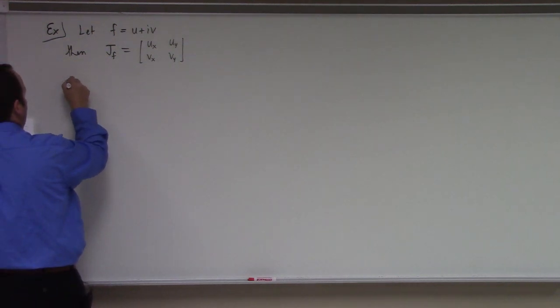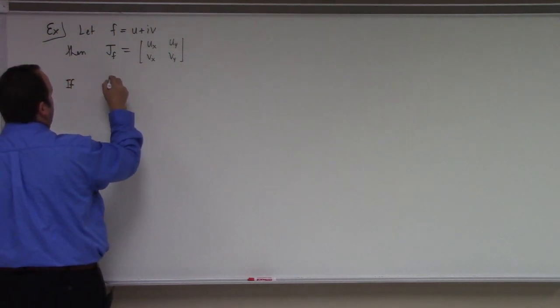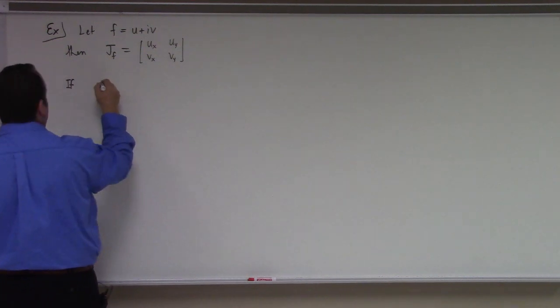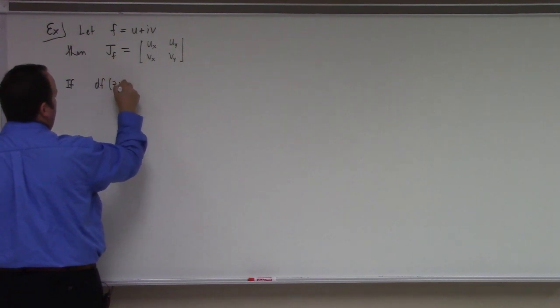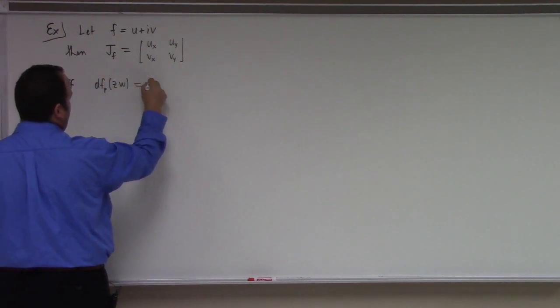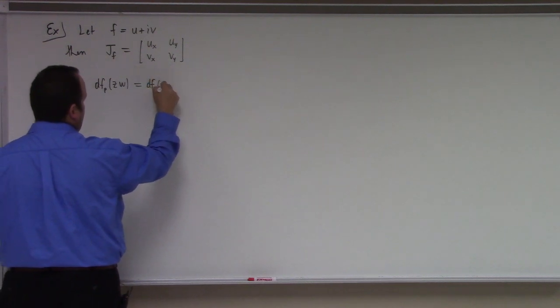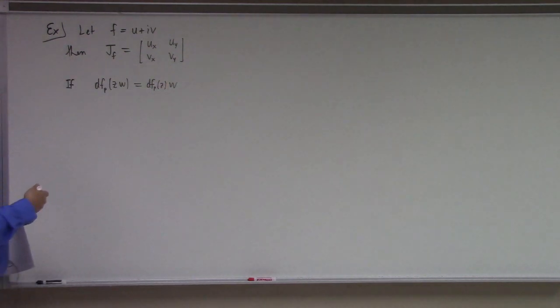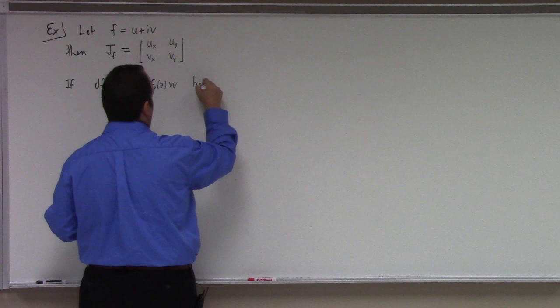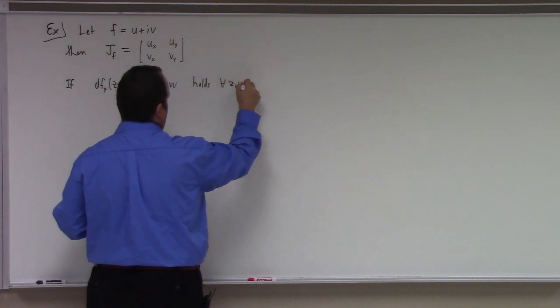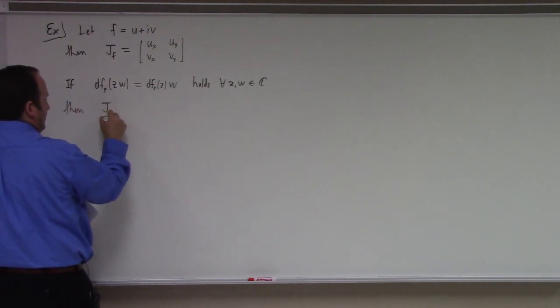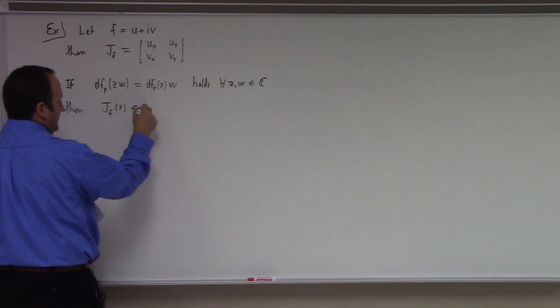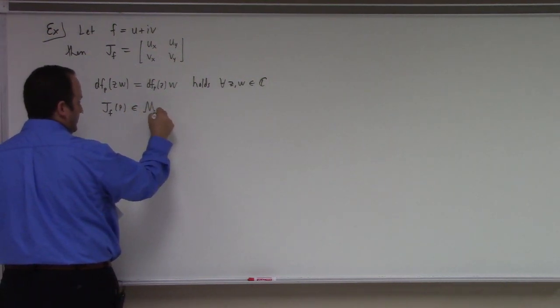If we had that df at some point p of zw was equal to df at point P of z times w, and this condition held for all z and w, what does that say about the Jacobian matrix? Then what can we say about the Jacobian matrix of f at the point P? It should be an element of what? The matrix representation of the complexes, right?